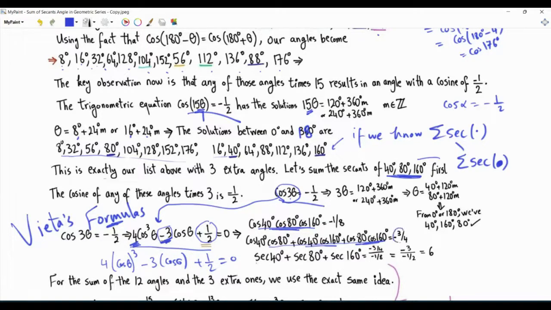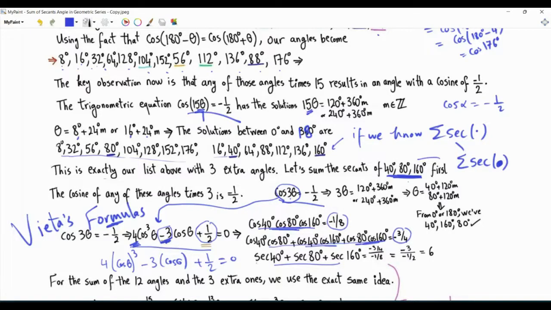So dividing this minus 3 over 4 by minus 1 over 8 will give us the sum sec 40 degrees plus sec 80 degrees plus sec 160 degrees. And so this will be minus 3 over 4 divided by minus 1 over 8, which is exactly equal to 6. So the sum of sec 40, sec 80, sec 160 will be 6.